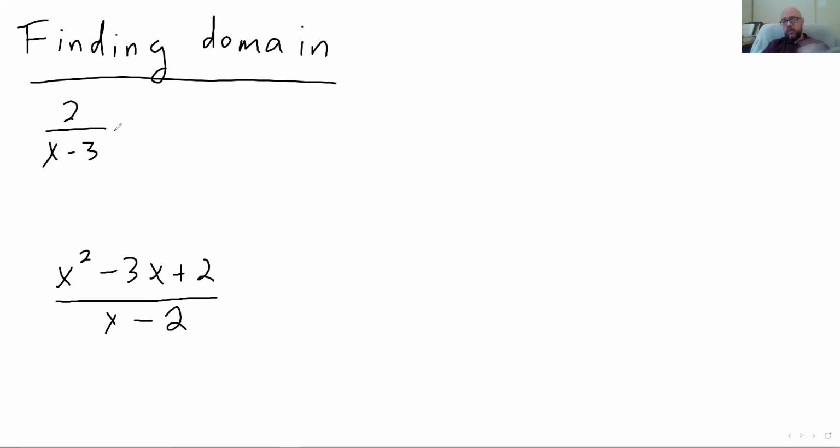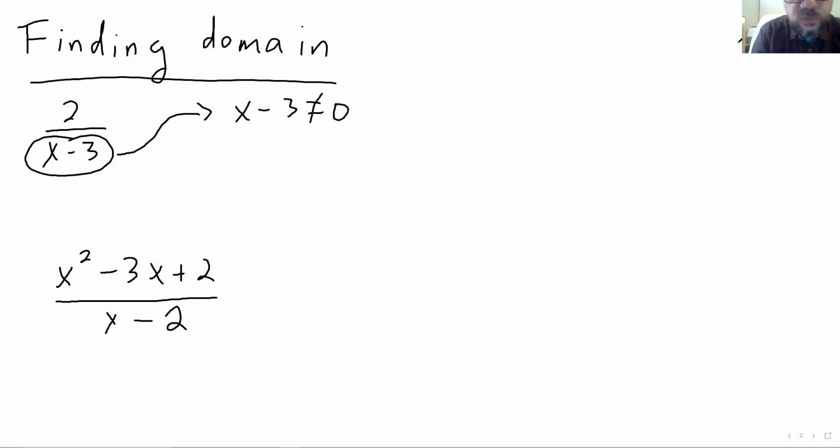So what you do is you figure out where the denominator is 0, and that's actually how you find the domain here. So the way I'm going to find the domain is I'm just going to take my denominator and set it to 0. So that thing right there. So I'm going to say that x minus 3 can't be 0. So x can't be 3.